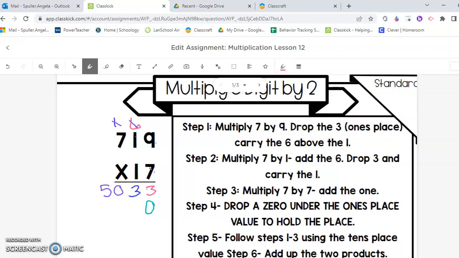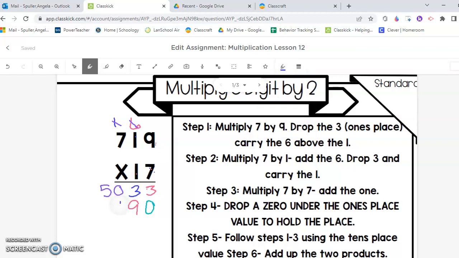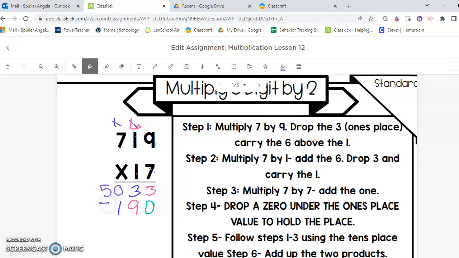All right, get our pink out again. 1 times 9 is 9. 1 times 1 is 1. And 1 times 7 is 7. And then we just add 3, 12, 2, 12. So our answer is 12,223.